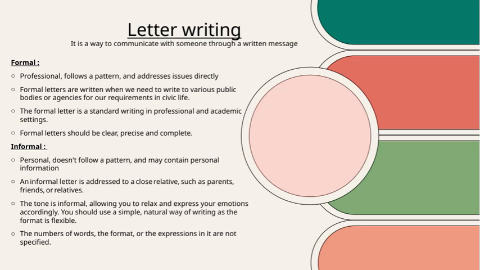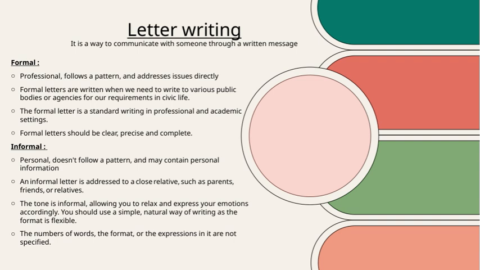Today, I will explain the key differences between formal and informal letters, which are important in various communication contexts. Starting with formal letters, these are professional, structured, and follow a specific pattern. They are used when we need to communicate with public bodies or agencies, especially for official requirements in civic life. Formal letters should always be clear, precise, and complete, ensuring that the message is understood without ambiguity.